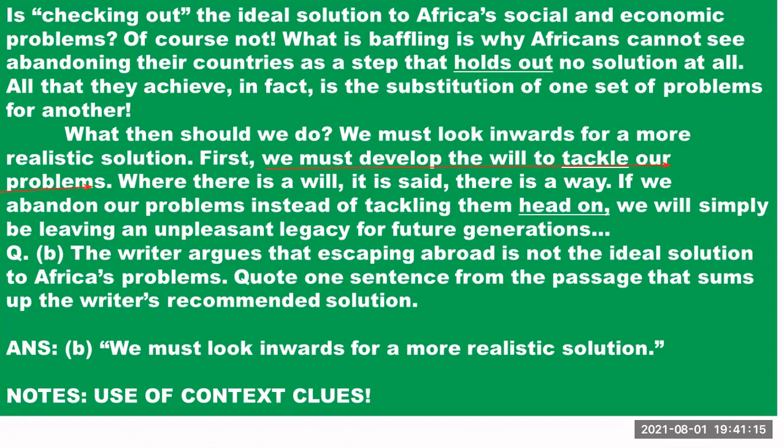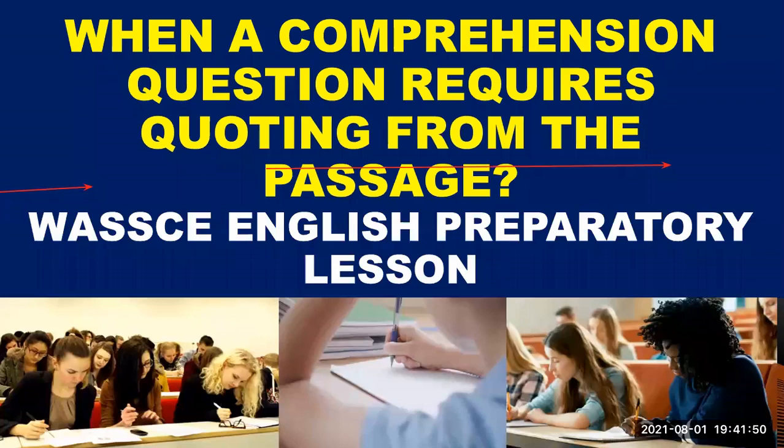So you see that you have now captured this short description in a complex sentence. You have put two sentences together, all right? And you have made these two simple sentences into a complex sentence, all right? And that is just a brief description of the writer's argument. So this is exactly how to answer questions when the question requires quoting from the passage.